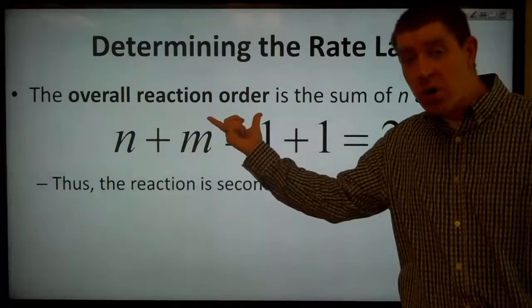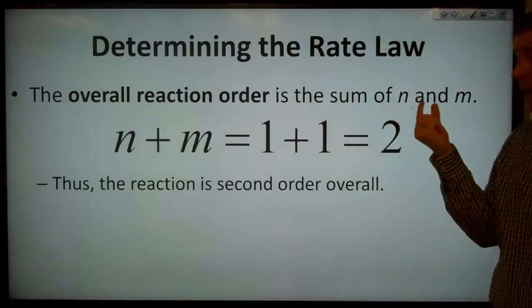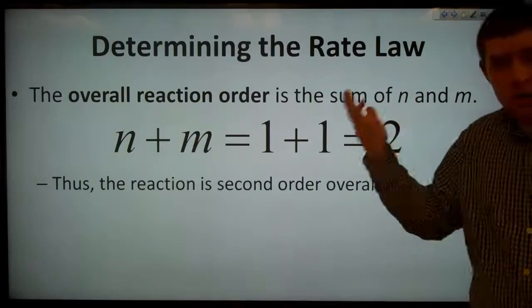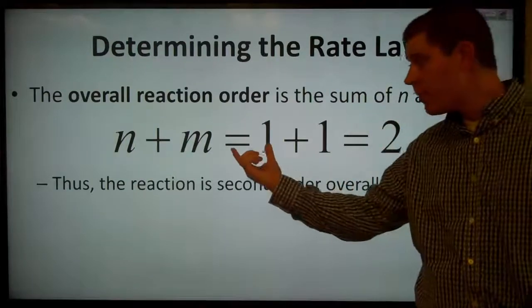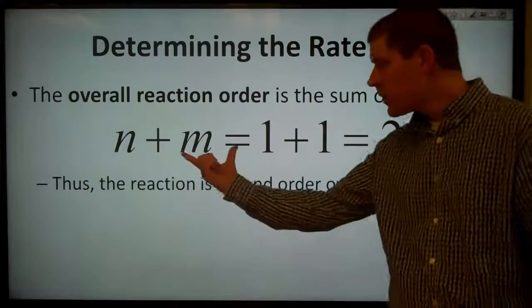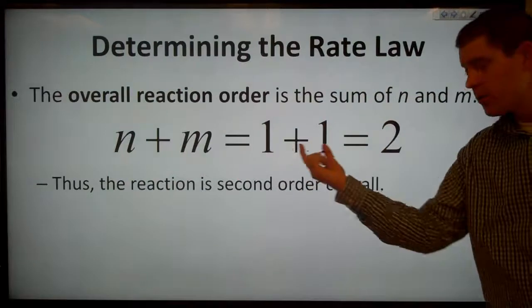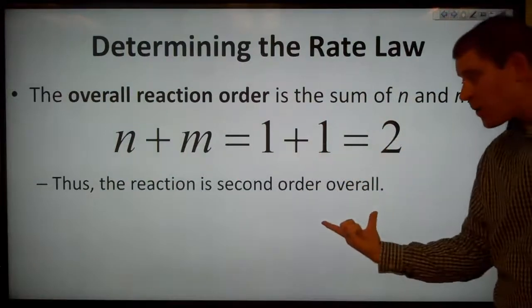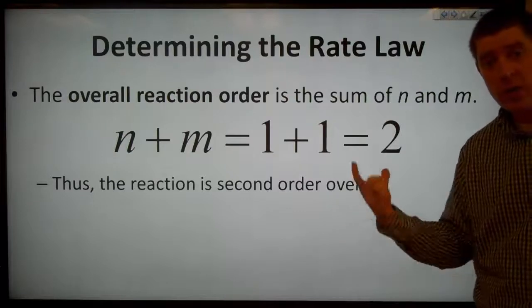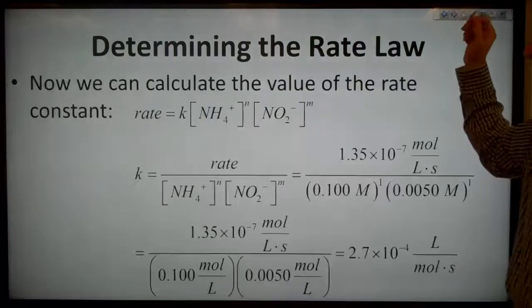So the overall reaction order is the sum of n and m and p and q and so on if you have further reactants involved. So n plus m is 1 plus 1, which is 2. So the overall reaction is second order, but it's first order with respect to each of the reactants.